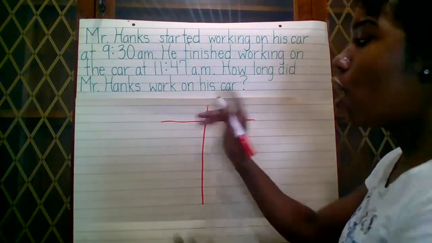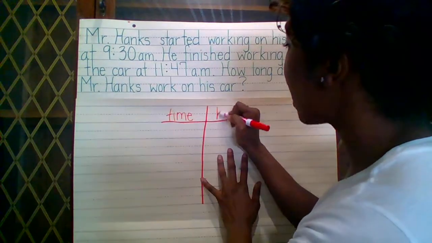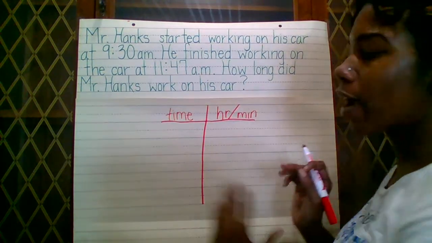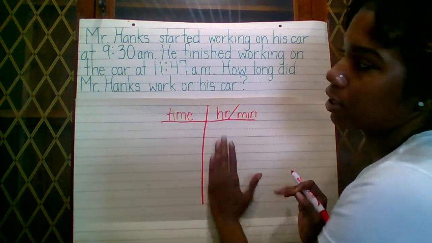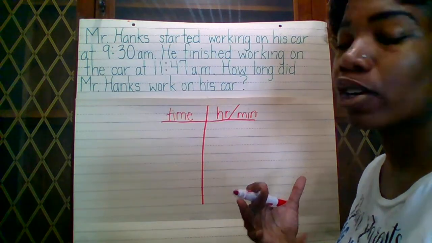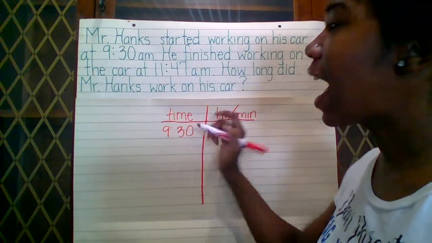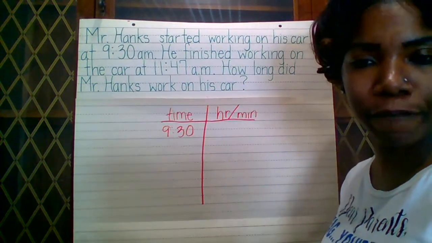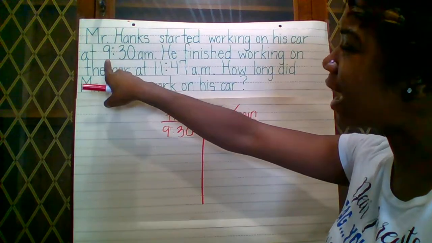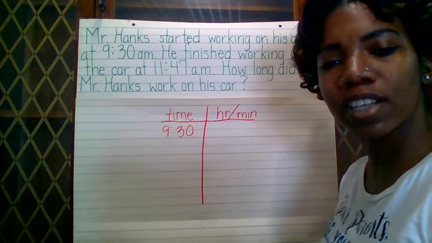When you create your T-chart, one side of the T-chart is your time. The other side is your hours and your minutes. This way we are able to keep up with our time and our minutes. So, first thing, Mr. Hanks started working on his car at 9:30. So 9:30 is my start time. So I start at 9:30. And I have to make it all the way to 11:47. Okay. Well, to get from 9 to 11, what is the quickest way to get there?